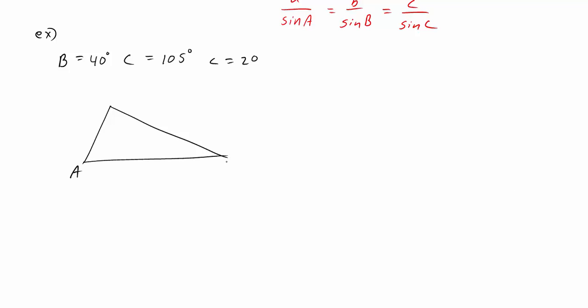So here if we have A, B, and C, then that means this would be little a, this is little b, and this would be little c. So now we can label: angle B is equal to 40 degrees, angle C is 105 degrees, and then side C is equal to 20.